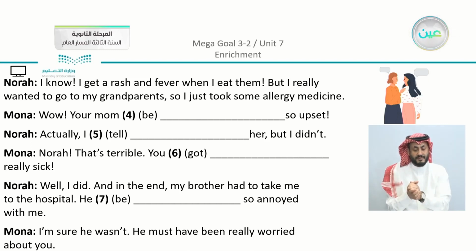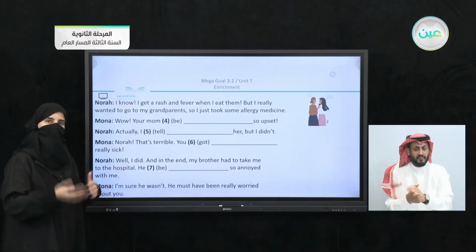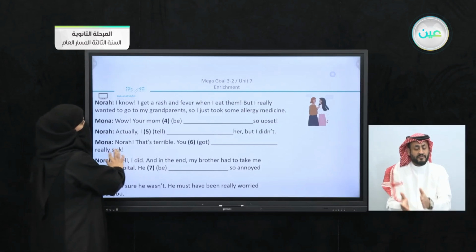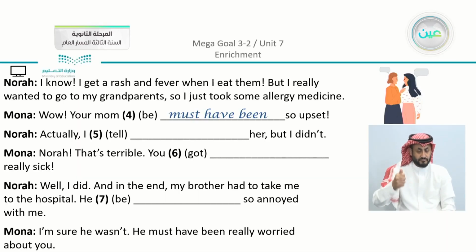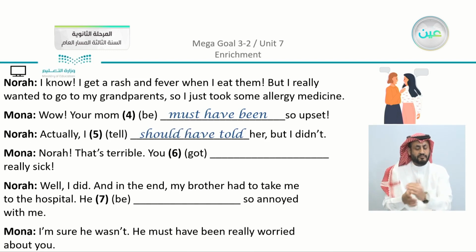Muna says, wow, sorry, your mom must be so upset. Now we know that here the idea is about Noura being ill, so we're going to complete. She said, your mom must have been so upset. Noura replies, actually, I should tell her, but I didn't. So here we can complete, I should have told her.